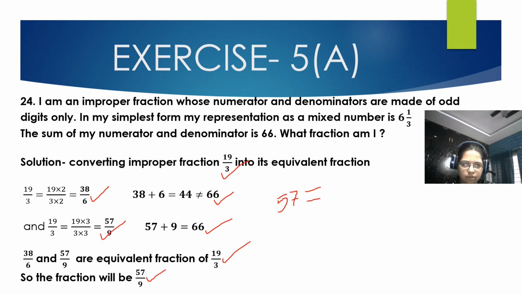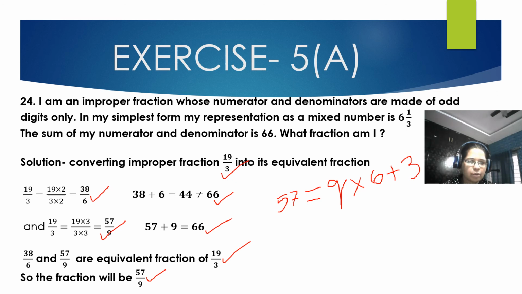57 is 9 multiplied with 6 plus 3, where 9 is the divisor, 6 is the quotient and 3 is the remainder. So 57 divided by 9 gives quotient 6 and remainder 3. 3 divided by 9 is 1/3. So 6 1/3 is the mixed fraction of 57/9.